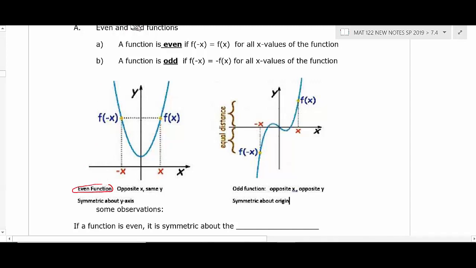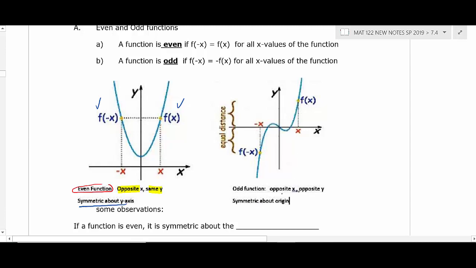And I always try to get students to kind of just think this in their head. When you have an opposite x, it means you have the same y. So notice on here, if you look at this point on the graph, that has an x value, that's an opposite x value. Well, it has the same function value, so it has the same height on the graph. You can think of it that way. And if it's an even function, it's symmetric about the y-axis.